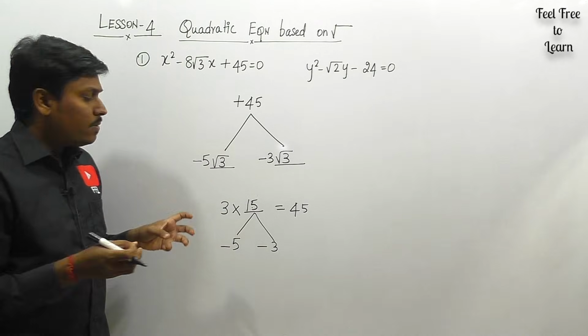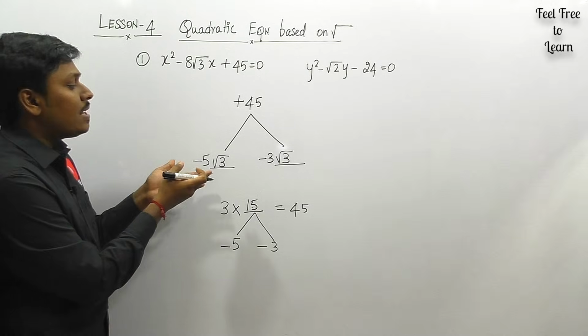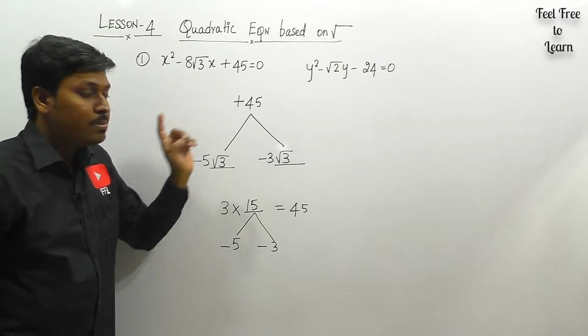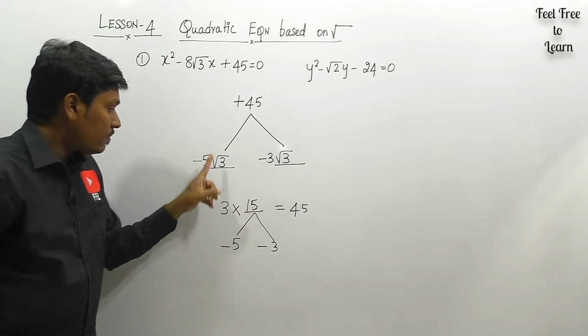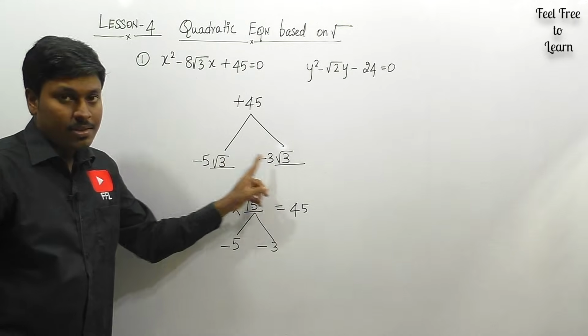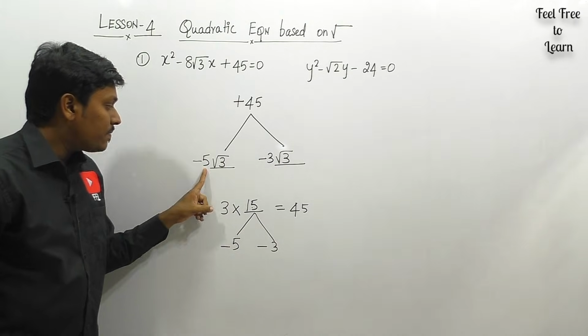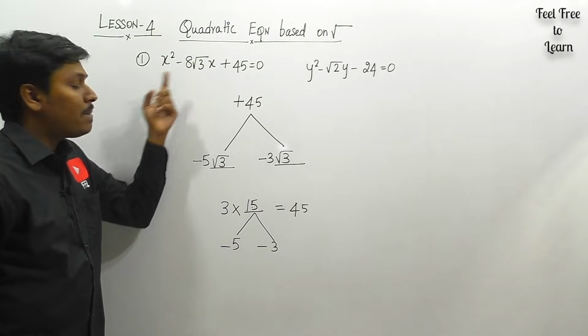Friends, got the point? Some students will be confused whether this is right or wrong. If you think like that, just multiply both the numbers. When we multiply both the numbers, our answer should be plus 45, right? So 5 into 3 is 15, root 3 into root 3 is 3, so 15 into 3 is 45. When we add both the numbers, minus 5 root 3 minus 3 root 3, the result will be minus 8 root 3.